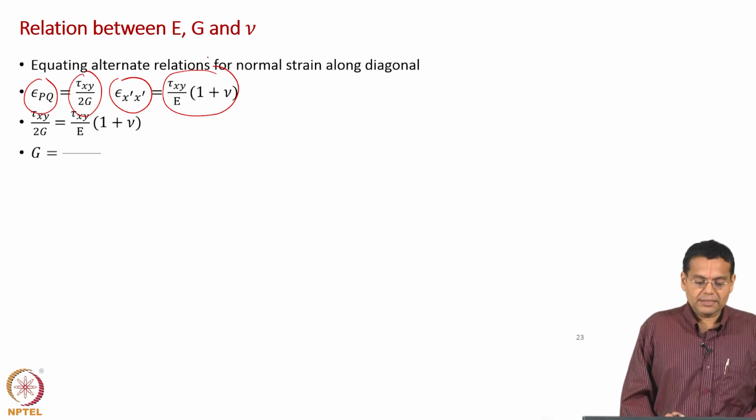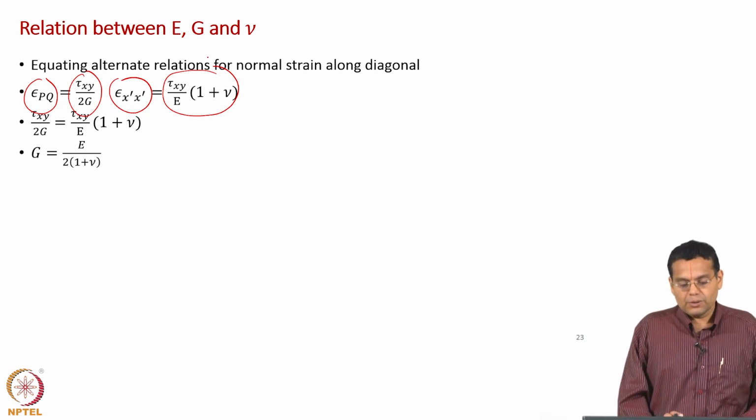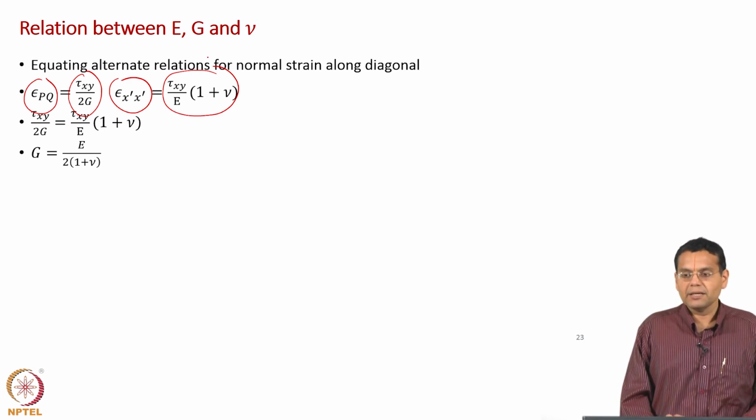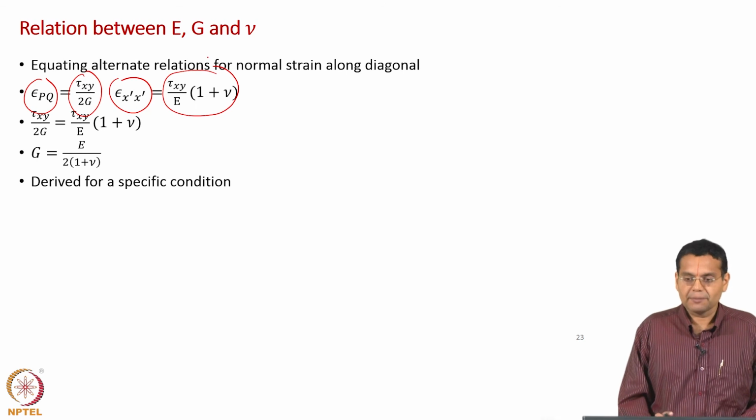you get the relationship G equal to E by 2 into 1 plus nu, and that is what we were proceeding towards. We wanted a relationship between E, G and nu, and they are not independent; the material properties are dependent.